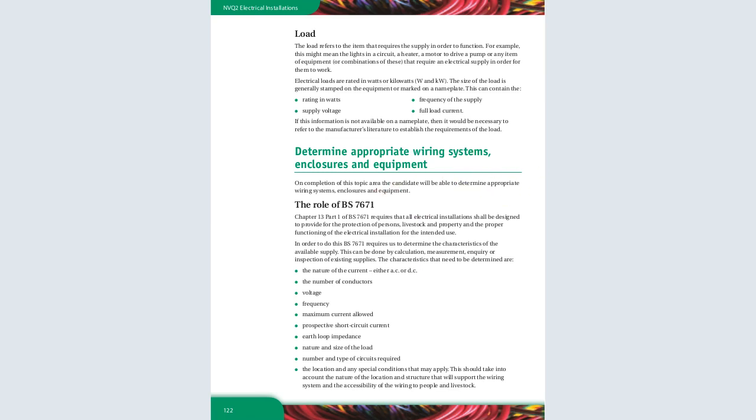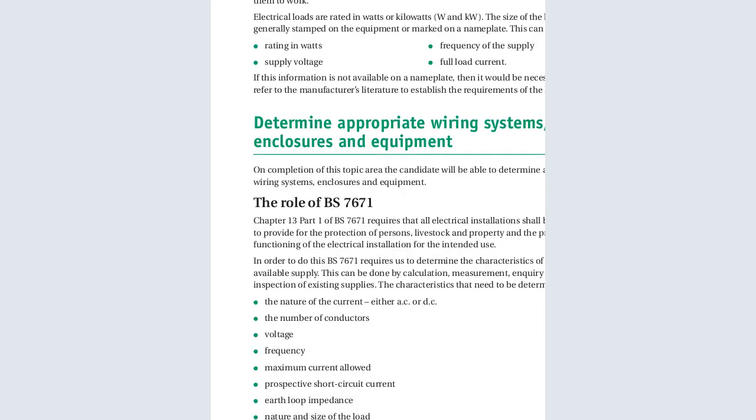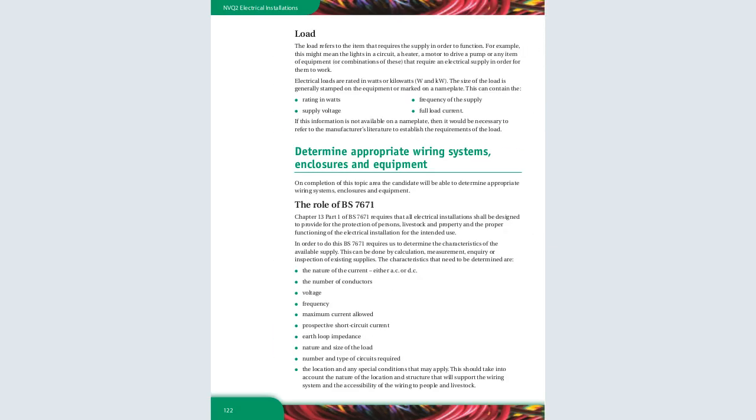Now, this is another thing that I want us to go through: determining the appropriate wiring system. How do we determine the appropriate wiring system? BS 7671 requires that the design provide protection of persons, and for this, the standard requires us to determine the characteristics of the available supply.